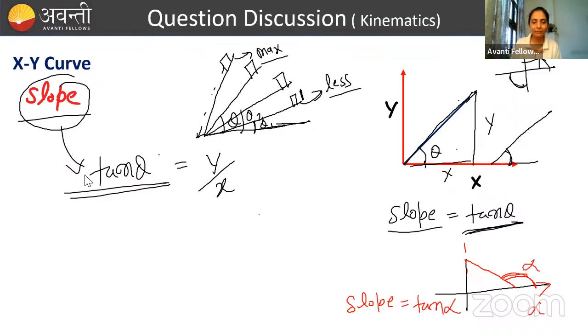And certainly this alpha is greater than 90 degrees, right? If alpha is greater than 90 degrees, tan alpha will be negative. So here it has negative slope. So this is slope. Slope means if there is a straight line, how much angle it is making with the positive x-axis. It can be negative, it can be positive.